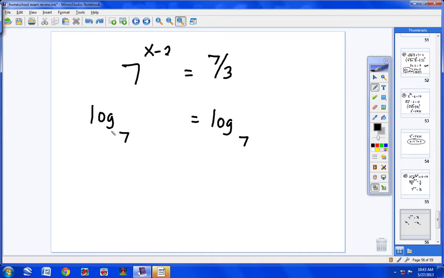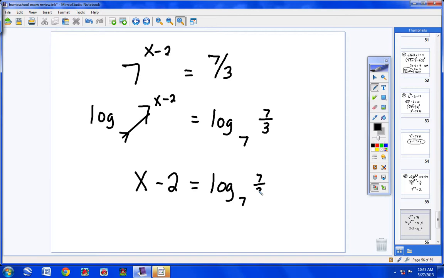Now, log base 7 of this whole side. So bring the whole side down. 7x minus 2. Log base 7 of this whole side. So bring down your 7/3. You all with me on this? Now, here's why we did that. Whenever a base matches a base, and Chase, you know this well, they cancel out, and you're just left with x minus 2 equals log base 7 of 7/3.